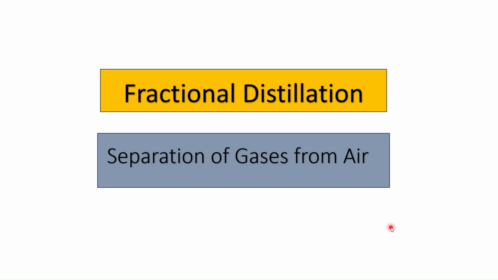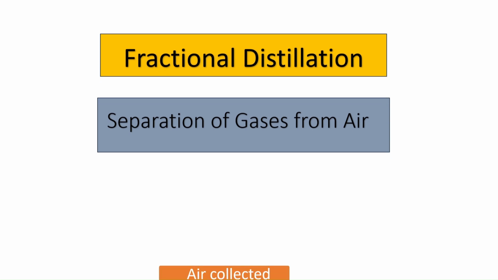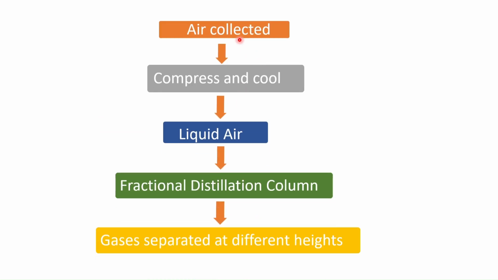Hi. Separation of gases from air using the fractional distillation method. First, let us check the process. The air collected from the atmosphere is compressed and cooled by increasing its pressure and decreasing its temperature. Then that compressed and cooled air becomes liquid air.